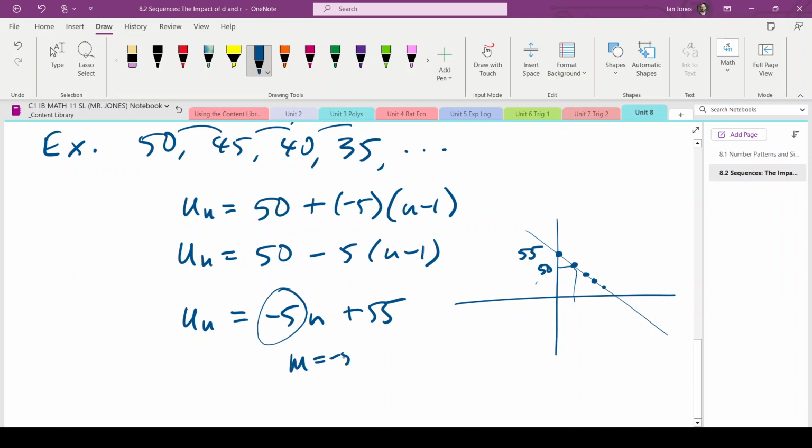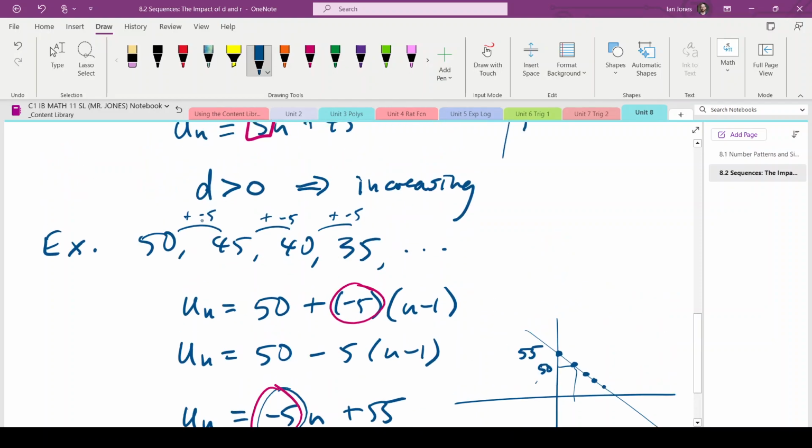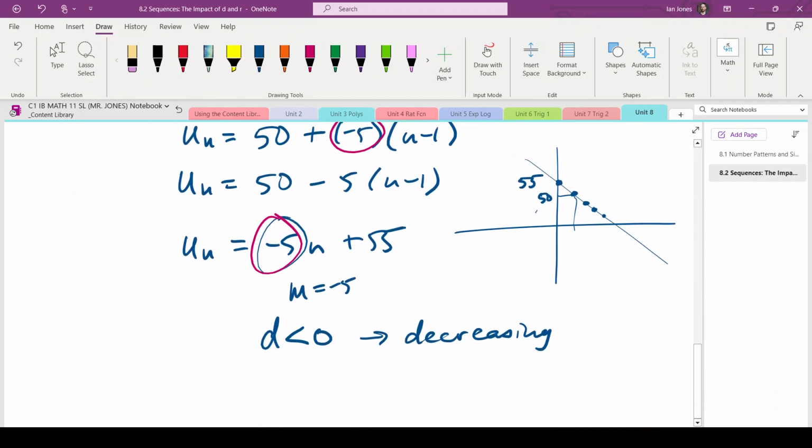Again, our slope is equal to the value of d. Okay, and we can see once again that because d is less than 0, we are decreasing. That's obvious just looking at the sequence. When it's less than 0, we're decreasing because it's negative, but you can also see it in terms of the slope. The slope is negative, that means we're decreasing.